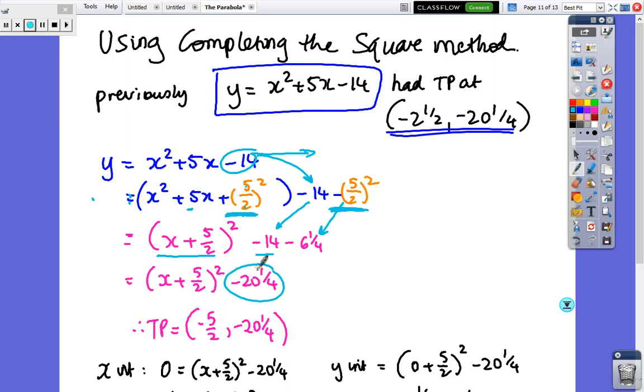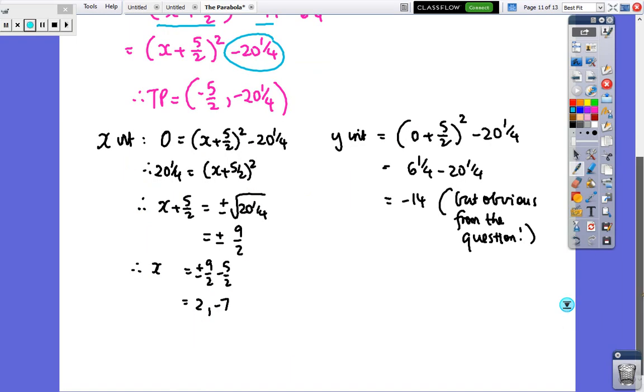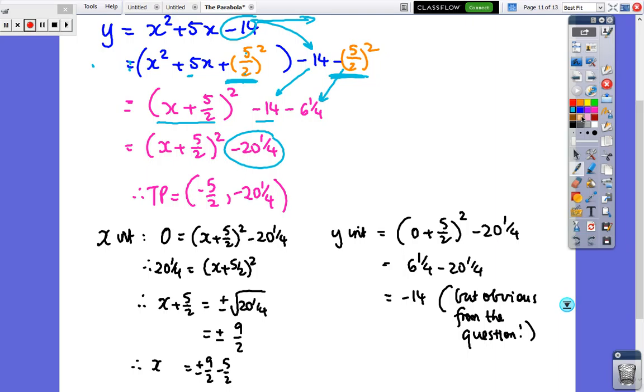And the easy part about this is, once you've got it in that form, the opposite number is the x value of your turning point, and then that number is the y value of the turning point. So you take the opposite number in the bracket for the x, and the number at the back for the y. If you're going to find the x-intercepts, that's when y equals 0, so then that -20 1/4 comes across the other side and becomes +20 1/4.